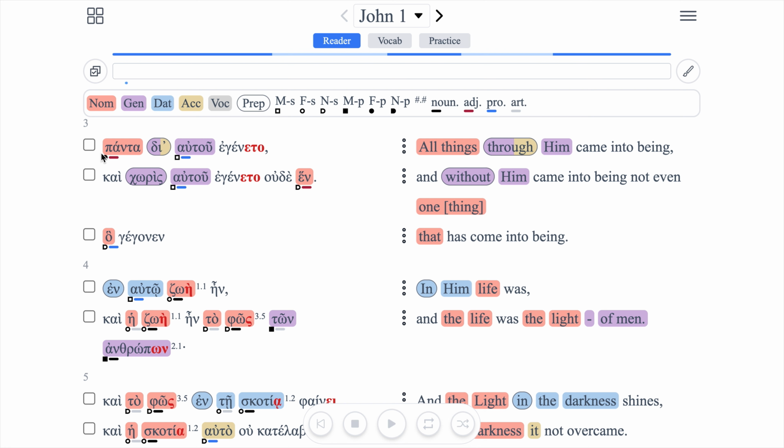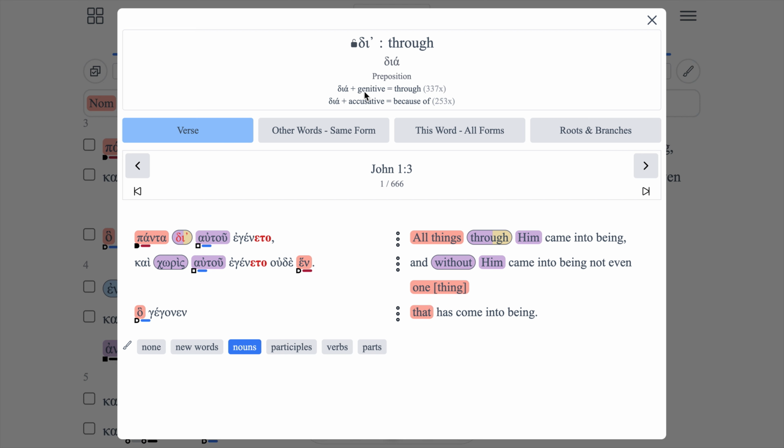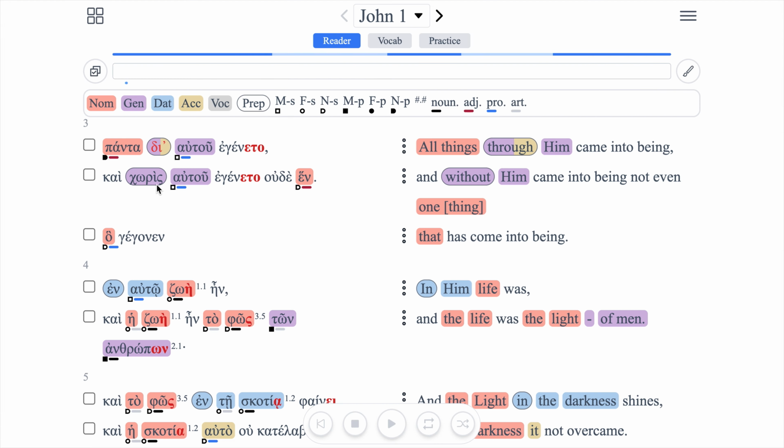Here, panta, or all things, is the subject, which is correctly nominative, and we have a preposition, dia, that can be followed by either a genitive or an accusative. If we click on dia, we can see that when paired with the genitive, dia means through. When paired with the accusative, it means because of. Here we have a prepositional phrase at the beginning and a subject at the end. If we were to flip that around, we'd say, oudeen, not even one thing, egeneto, became or came into being, choris autou, without him. And there's no surprises on the nominative and genitive there. Here we have a subject and a verb.